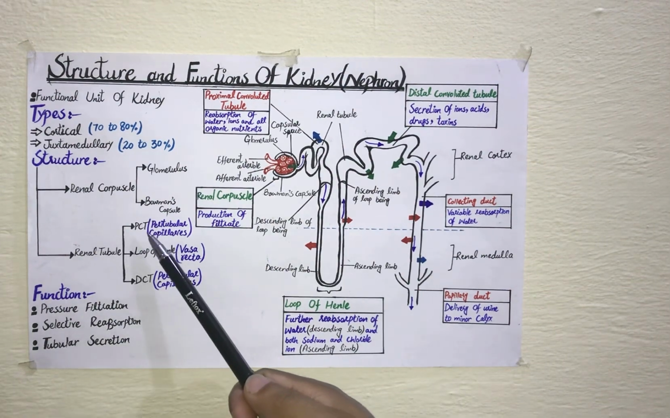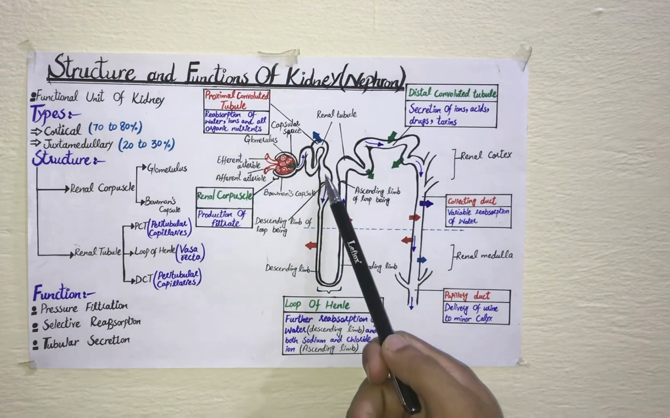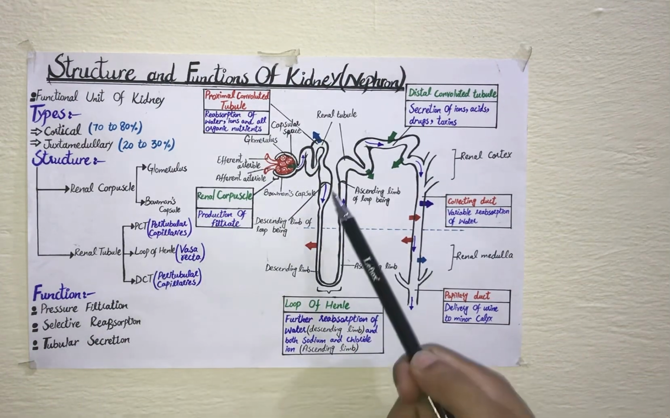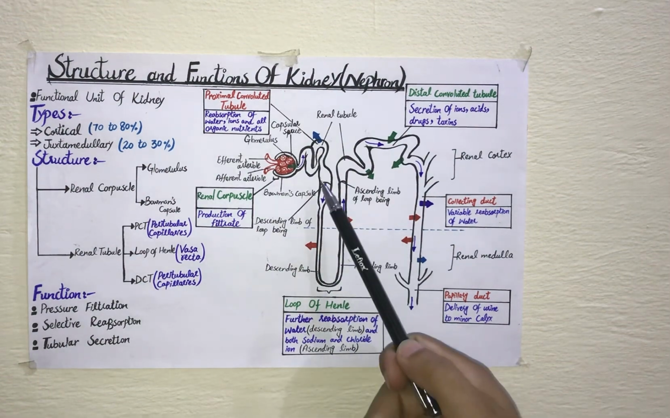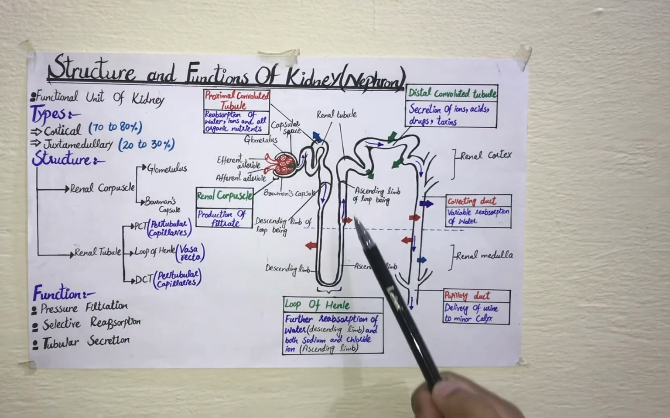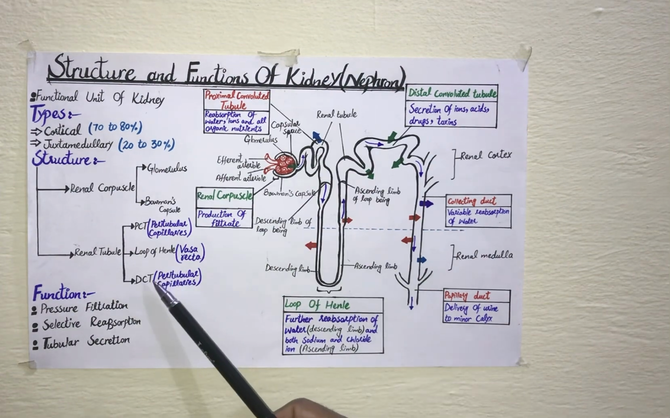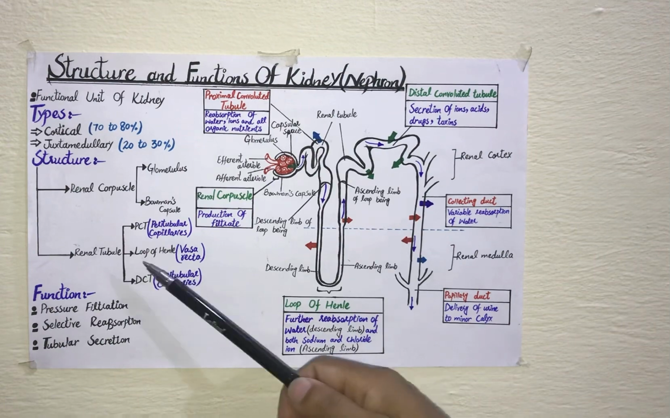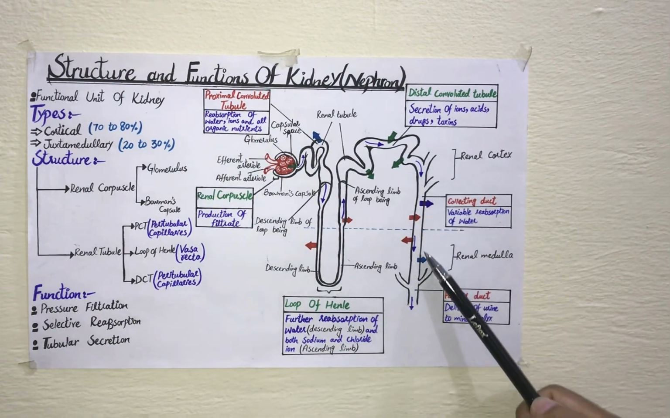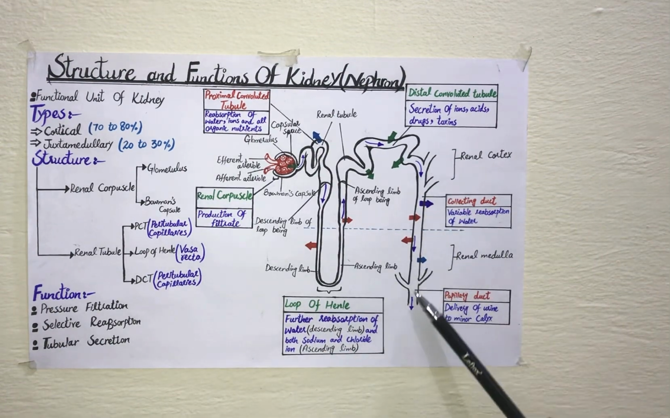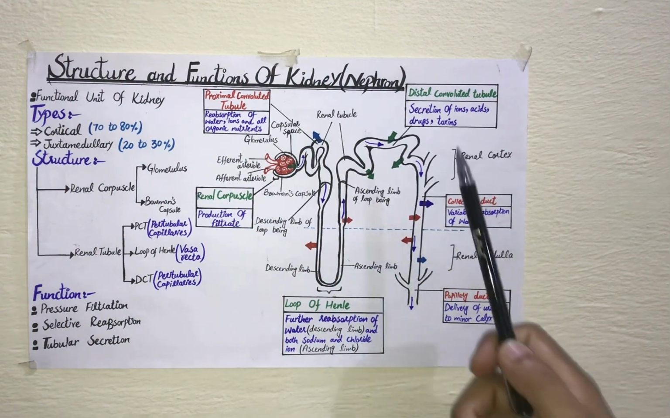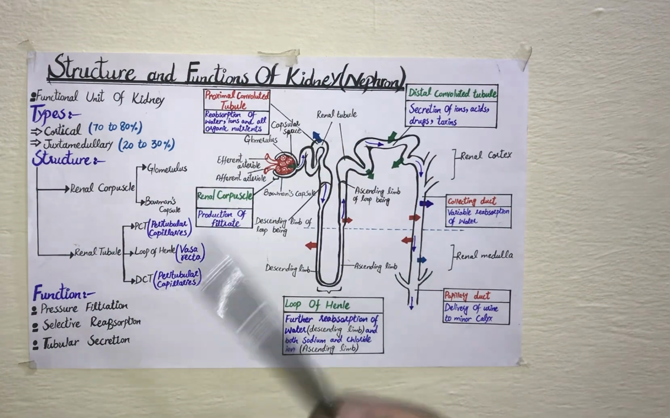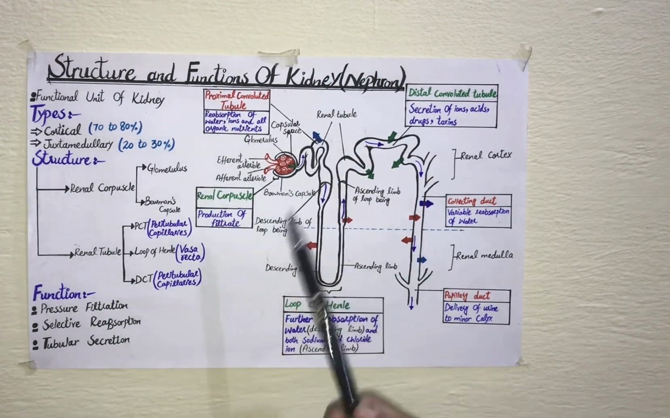One is the PCT, the proximal convoluted tubule, at the start. Another is a loop or U shape, the loop of Henle, which has two parts: the descending limb and the ascending limb. The last part is the distal convoluted tubule. These tubes empty into a large single duct known as the collecting duct, as I have shown here. So this is the basic structure of the nephron, and we are going to present the function of the nephron as well.